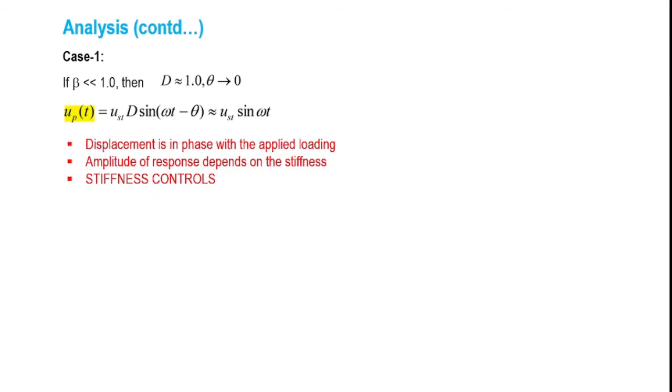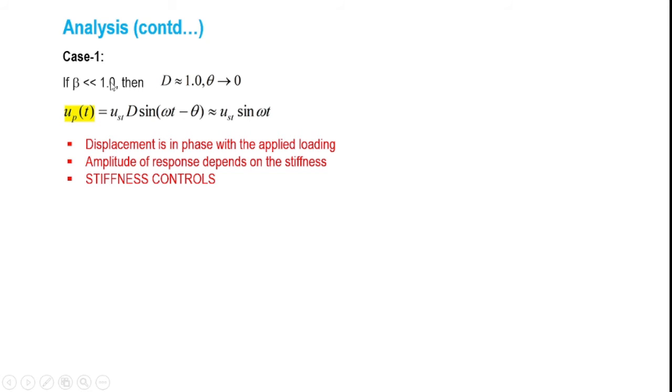Now let us consider 3 cases in order to get a better interpretation of the forced vibration. So first, case 1, we'll consider beta very much less than 1. That means the frequency ratio is very much less than 1. What do you mean by the frequency ratio very much less than 1? That is, the excitation frequency is very small when compared to the natural frequency. Or in other words, this represents a very slowly applied load.